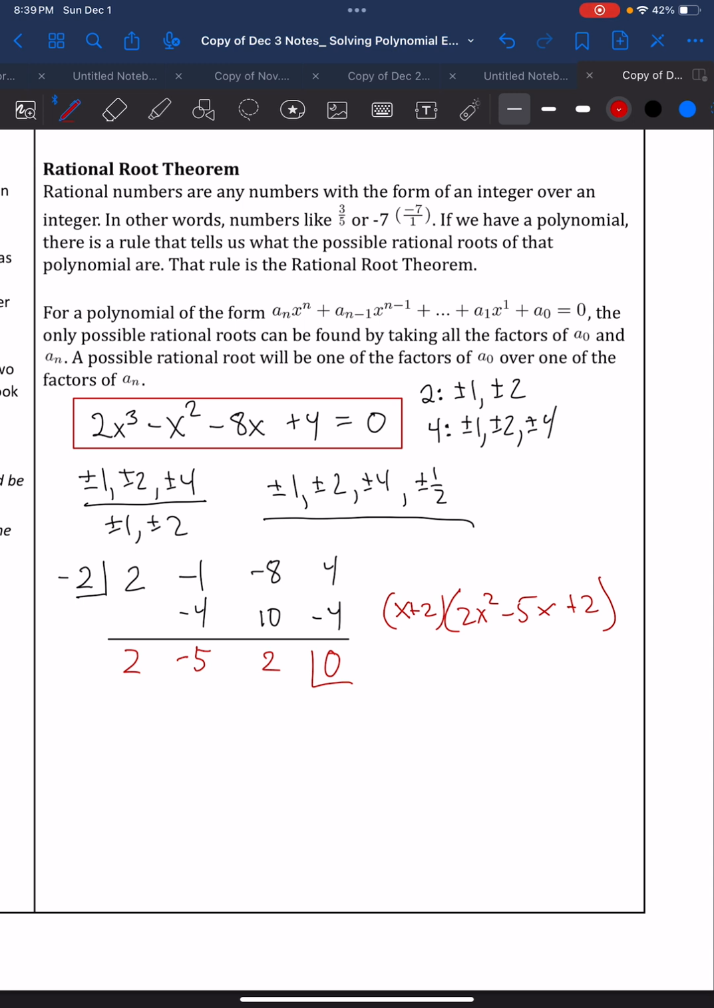So now, we can either use the quadratic formula or we can factor that, and it turns out that we can factor that. 2x squared minus 5x plus 2 is equal to 2x minus 1 and x minus 2.